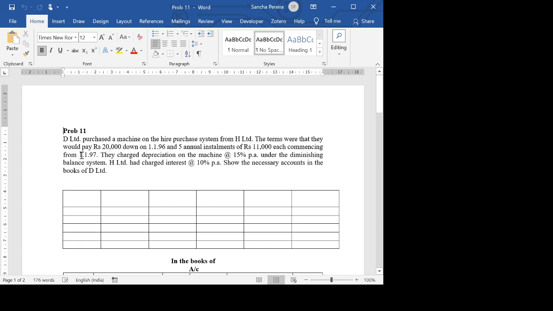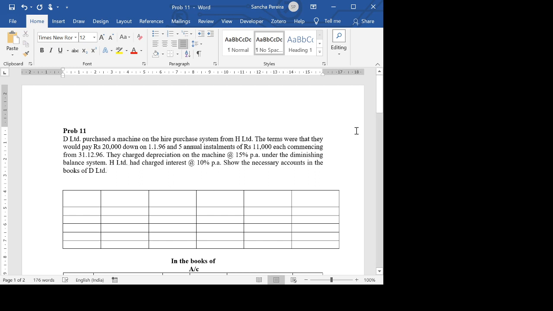This is a slight mistake. It's not 1st January, basically it is 31st December 1996. They charge depreciation on the machine at 15% per annum under the diminishing balance method. H Limited had charged interest at 10% per annum, so prepare the necessary accounts in the books of D Limited. Right now D Limited is the hire purchaser and H Limited is the hire vendor.